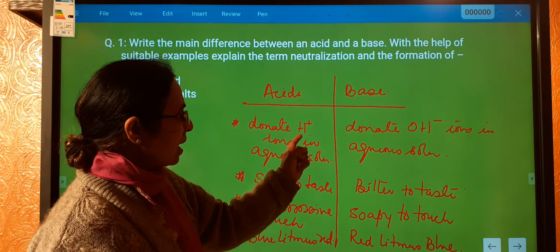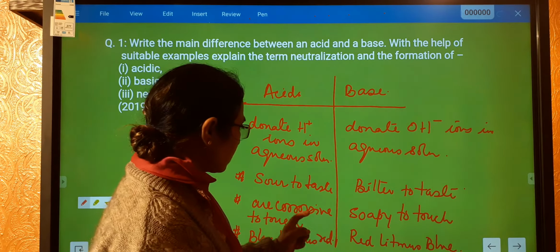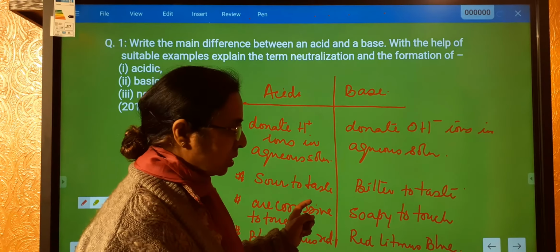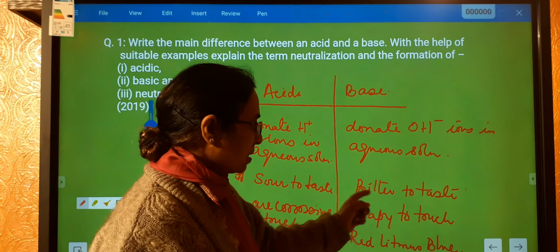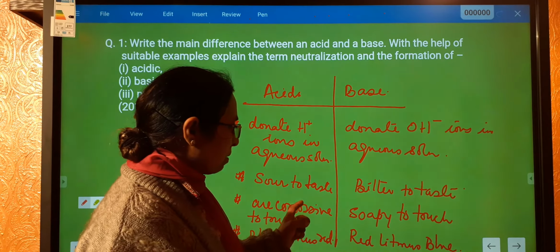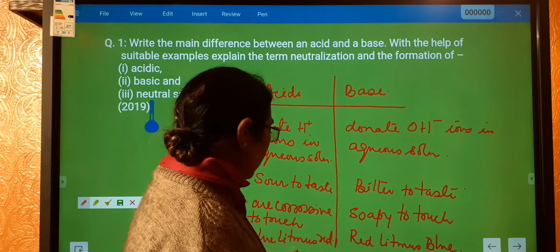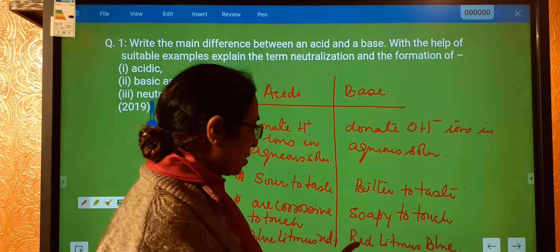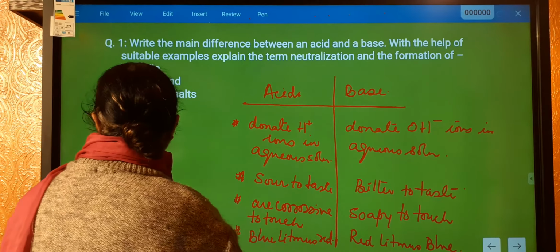First difference is that acids will donate H plus ions, bases will donate hydroxyl ions. Acids are sour to taste. All the sour things, they have got acids. And bases, they are bitter to taste. In touch, acids are corrosive and bases are soapy. And acids will turn blue litmus red and bases will turn red litmus blue.